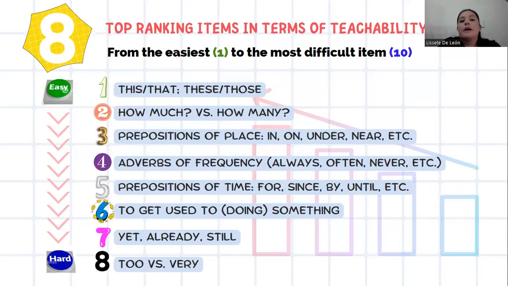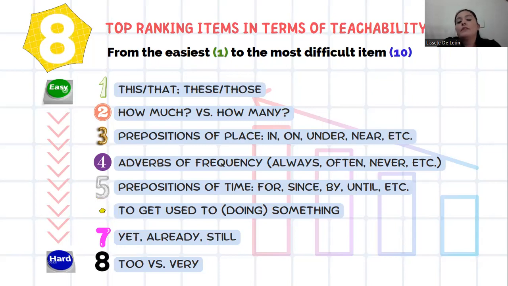To finish my presentation, these are my top ranking items in terms of teachability, from the easiest, number 1, to the most difficult item, number 8. The number 1 item, the easiest item for me, is this, that, these, those. The number 2, how much versus how many.